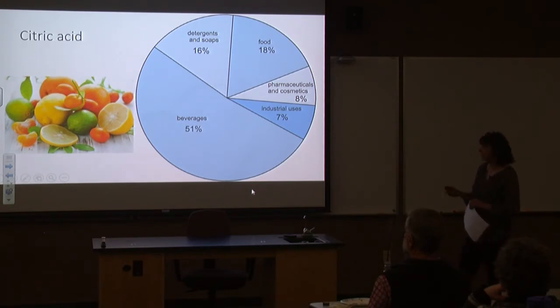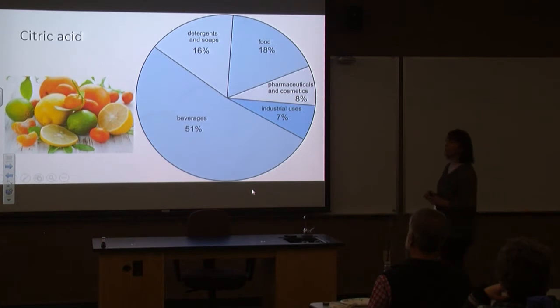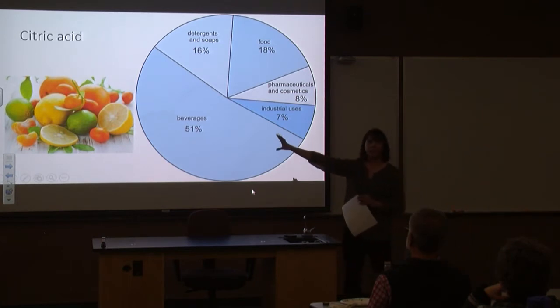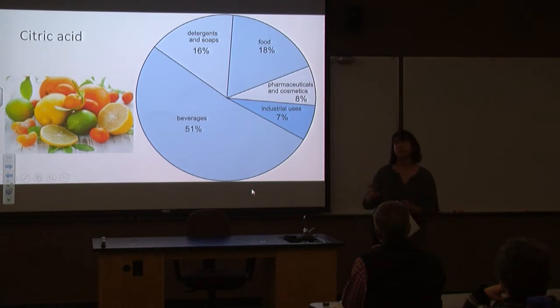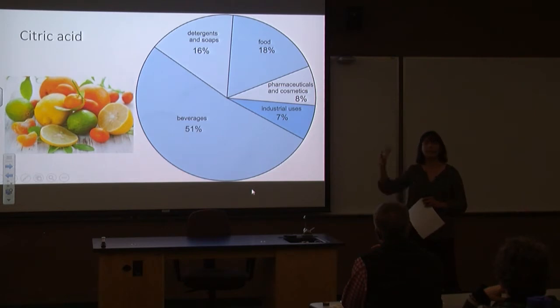And so citric acid, like I said before, was probably even in the early 1900s still extracted from these citrus fruits. Well, I think it was 1926, someone discovered that fungi can break down the sugar, ferment the sugar, and produce citric acid. And so it became the way to make it commercially and in very large amounts.